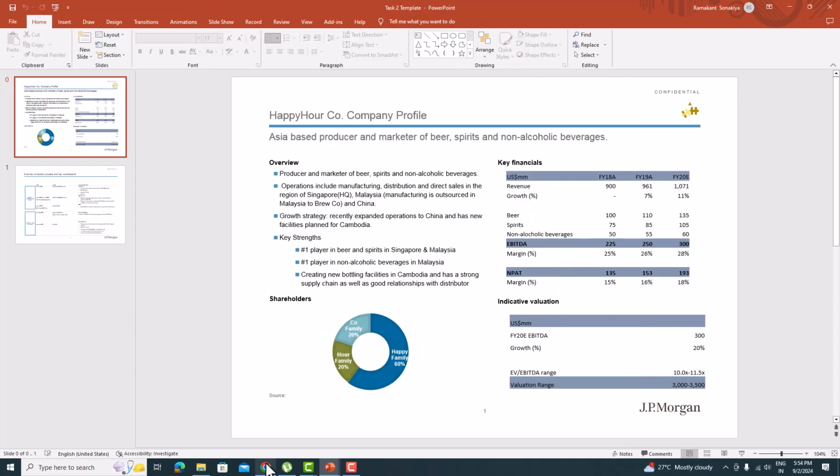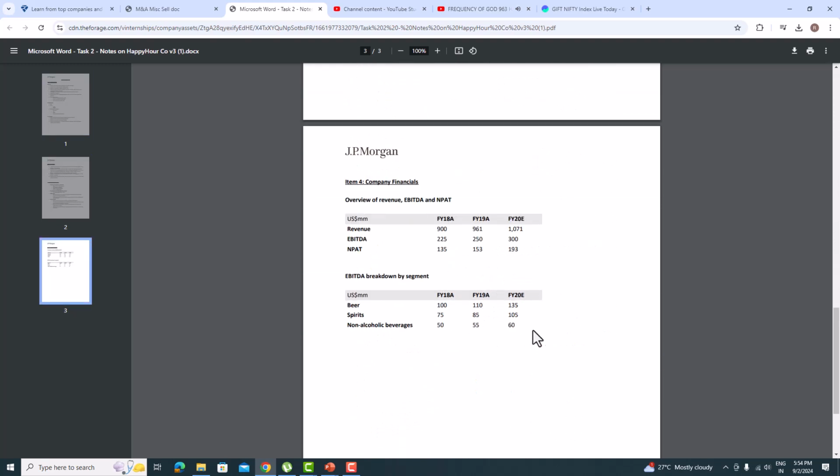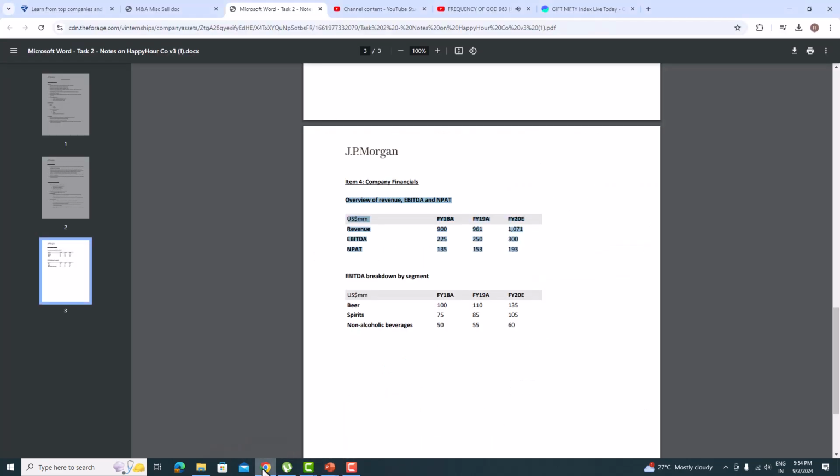Read the financials of the Happy Hour Company and make a table out of them and insert it in the key financials of the company, like the revenue of the company for the financial years 18, 19, and 20. Calculate the year-on-year growth percentage out of it.